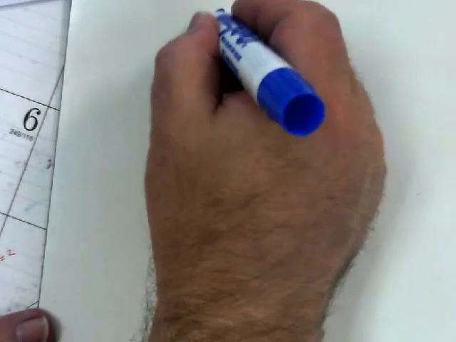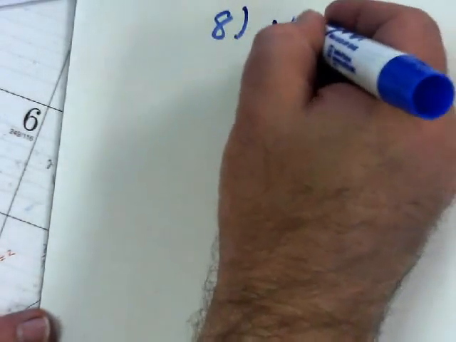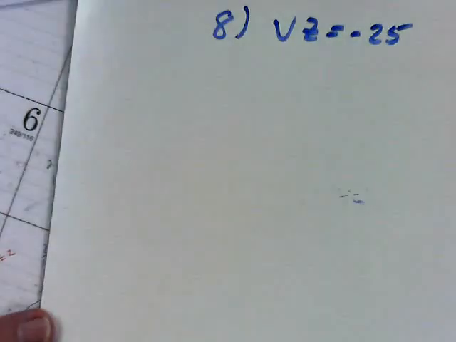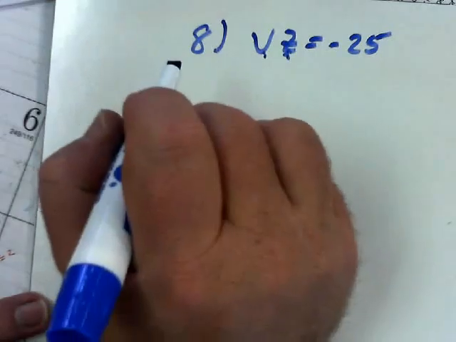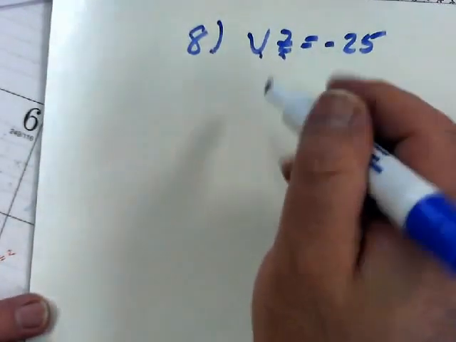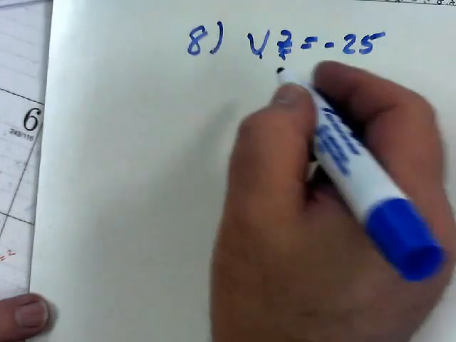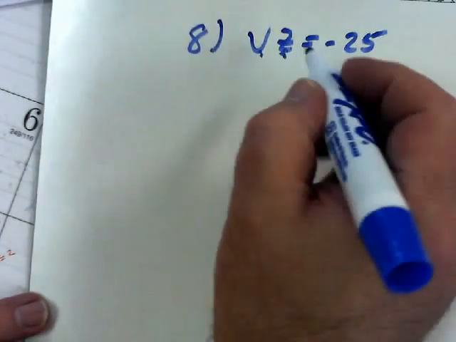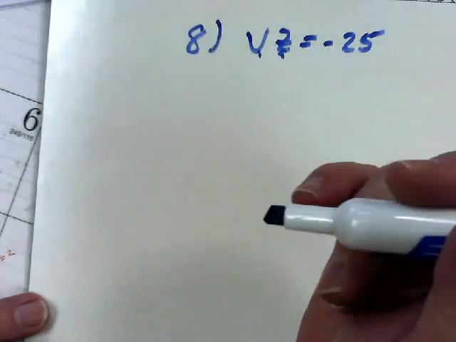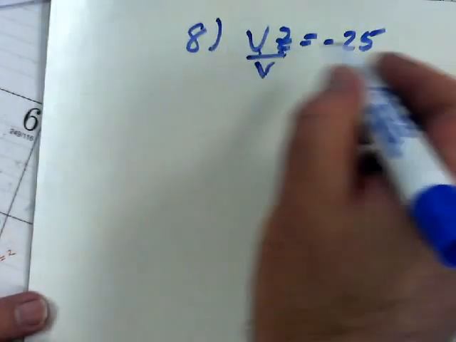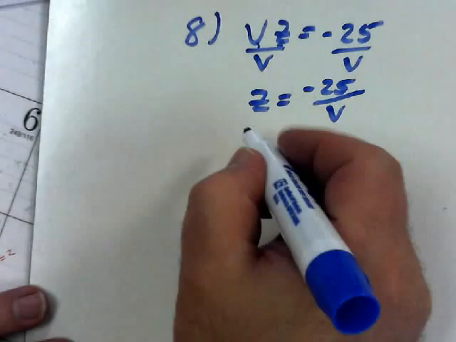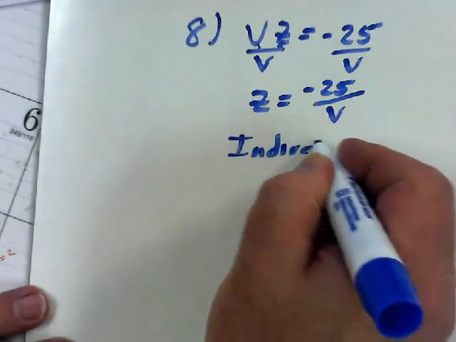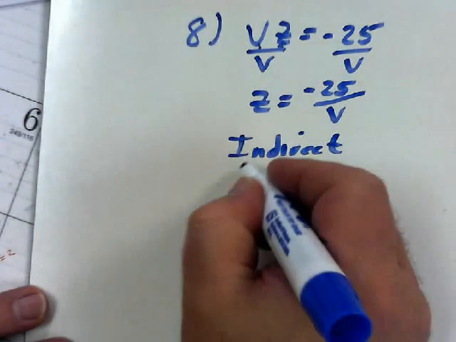So then we have problem number 8, where you have VZ equals negative 25. Okay, here the two letters are together, aren't they? So you have to pick one of them and move it to the other side by division. I already heard somebody tell me what the answer is, but pick a letter. I don't care which letter. So I need to divide both sides by V, so that I'd have Z equals negative 25 over V. And as somebody already said, it's inverse. And my K would be negative 25.